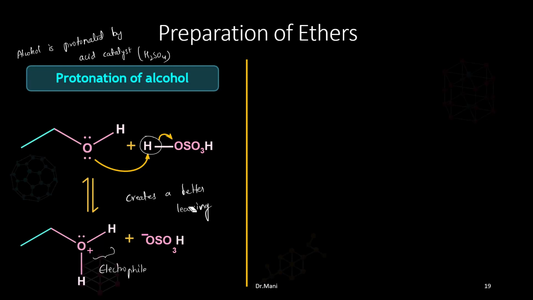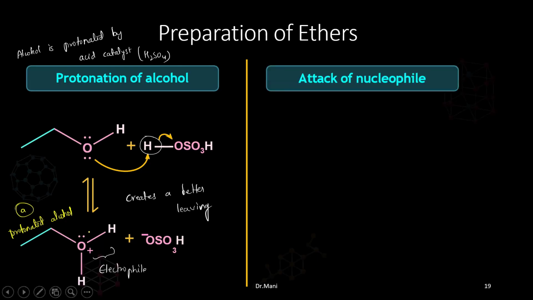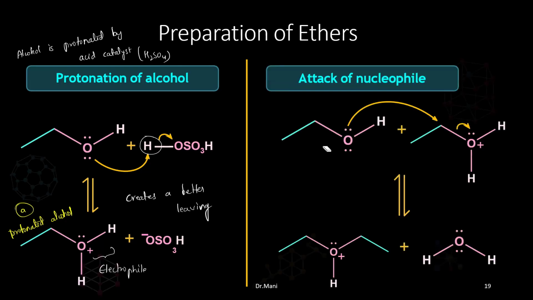And remember, you can consider this as a protonated alcohol because this is an alcohol and a hydrogen is attached. If you remember, in the last class we discussed the meaning of protonated alcohol: the alcohol containing OH, other than that it is having an extra H, we call it a protonated alcohol. So remember the protonated alcohol name is A. Now this A is attacked by the B. So this is the B and this is the A. So B is attacking the A.